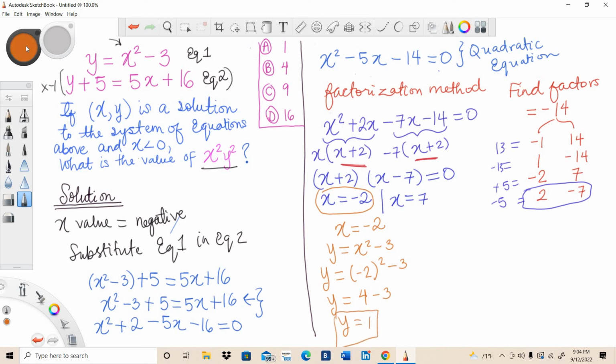So you have the value x squared y squared equals -2 squared, and then 1 squared. So what you end up with is 4 times 1. So our answer is going to be 4. And when you see this, you see that our answer is B in this particular question.